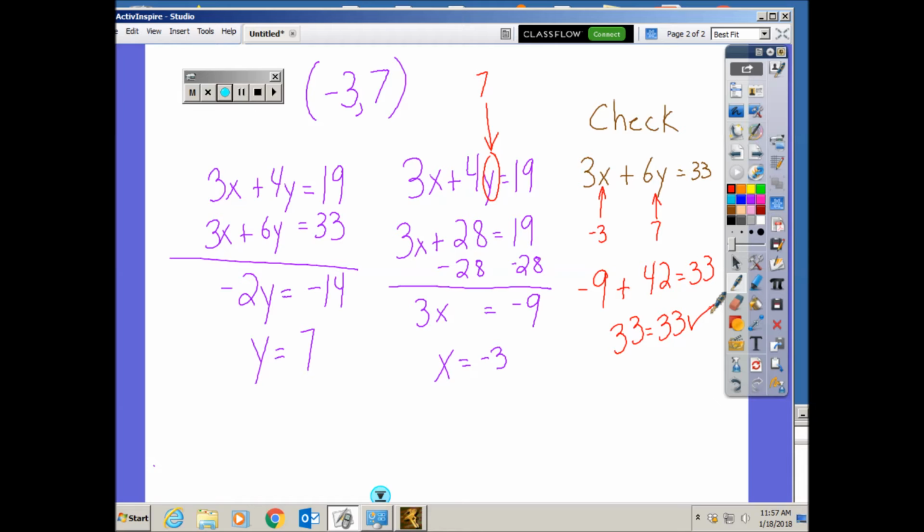33 equals 33. Okay, so 7 is the y value. So you're right, you solved and you got 7 first. So just be careful. You see what I'm saying? Because the 7 is the y. If you check it in the solution, 7, negative 3 isn't going to work. Because that would give you 21 here, and that would give you 18 here. And 21 plus 18 is not 33. Okay?